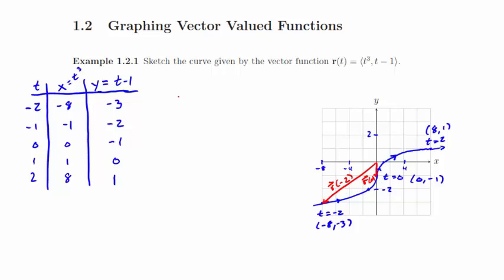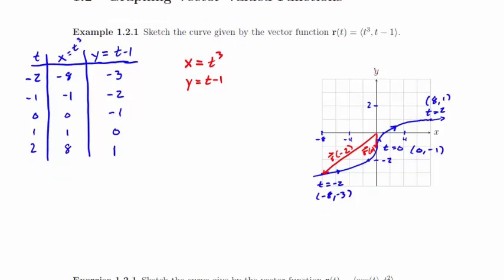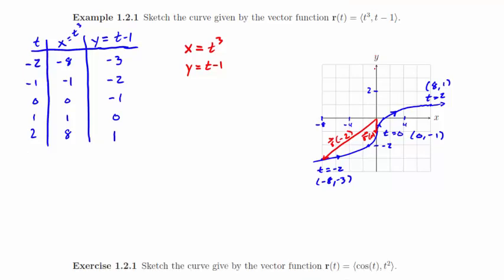Again, we think of these as really the parametric equations x equals t cubed, y equals t minus 1, as opposed to a vector function, even though it is technically a vector function so that we can use algebra and calculus on it. We really just think of it as the points that correspond. Okay, and that is everything we need for this example.